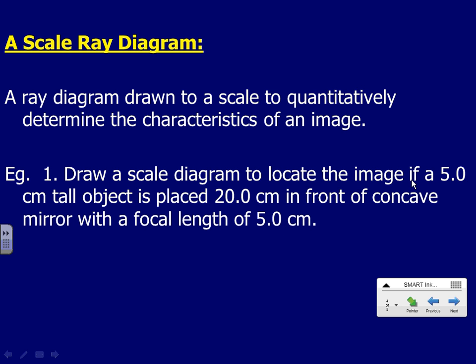So notice it says that we have an object that's 5 centimeters tall and it's placed 20 centimeters in front of a concave mirror. And if I use 20 centimeters here, you'll notice that's going to drive right off the page. 20 centimeters is going to be too big. And notice that it says that we want a focal length of 5 centimeters. But for our protractor, the focal length is 2.5 centimeters. So if we have a scale of 2 to 1, where each centimeter represents 2 centimeters, then that's going to work out nicely for us.